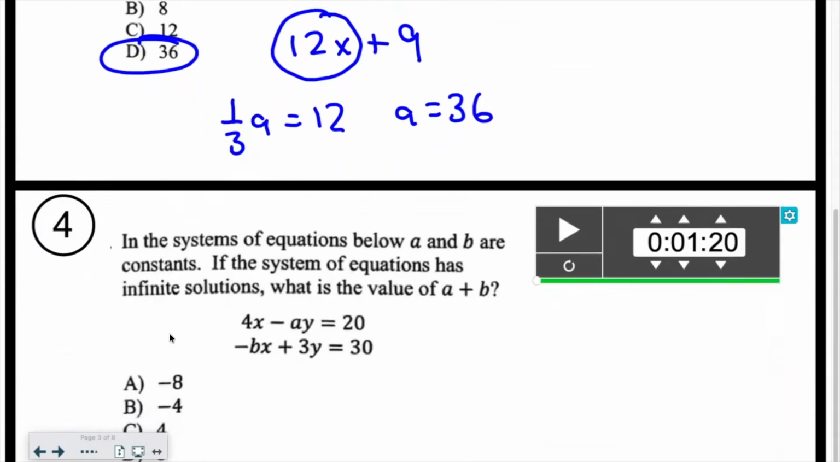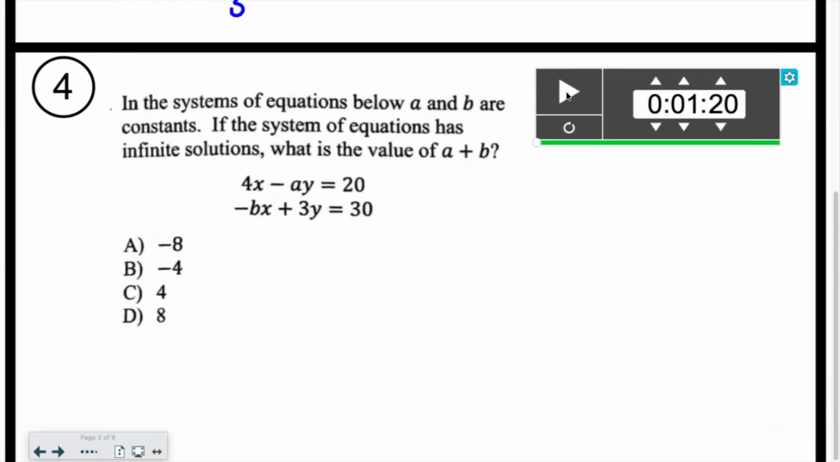All right, now we jump to systems. So try four. Is there a typo in the answer choices? I don't believe so, because I did it and got one of the answers. Yeah, so let's take a look. I'll show you how I did it, and then we'll see if I made a mistake or not.